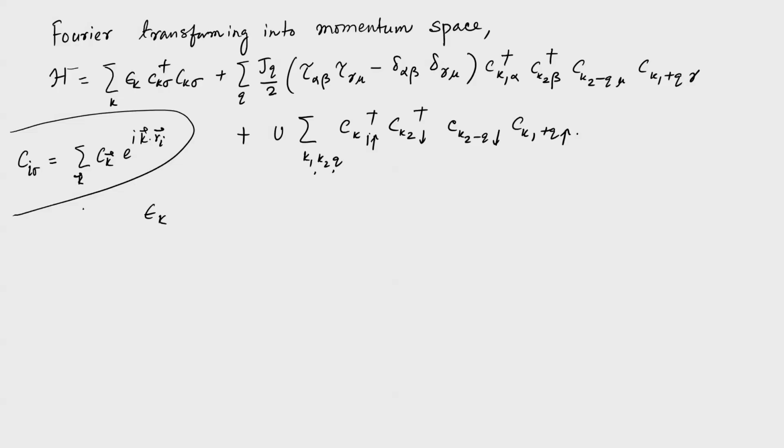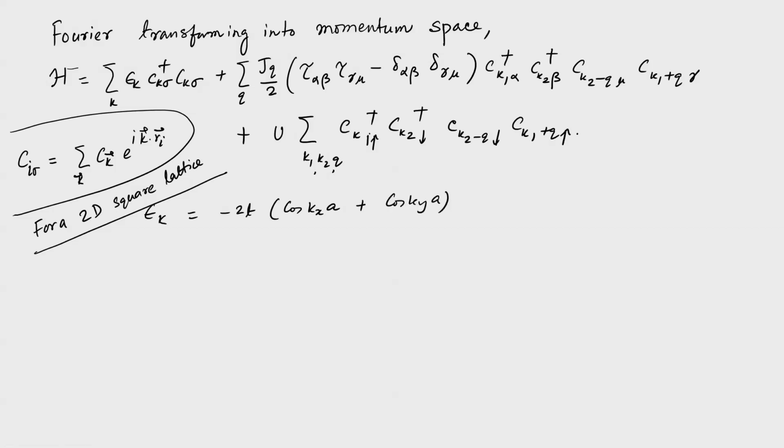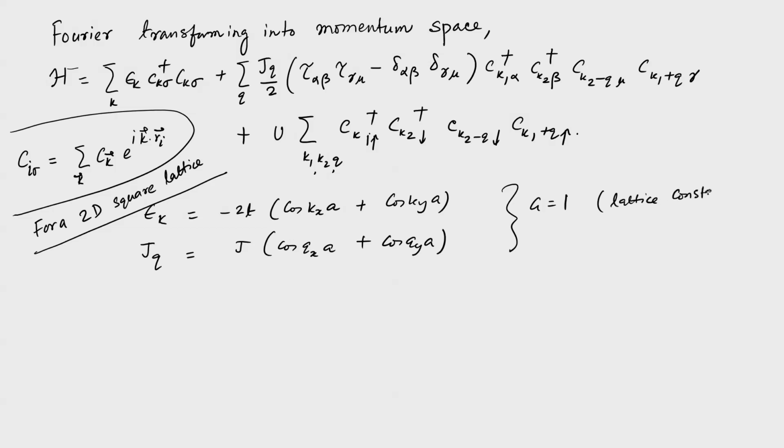In order to do that, let us write down the definitions of epsilon_k for a two dimensional square lattice. This is equal to minus 2t, where t is the strength of the hopping, times cosine k_x a plus cosine k_y a, and J_q is equal to J times cosine q_x a plus cosine q_y a. We can take a equal to 1, which is the lattice constant, and then in principle forget about it. a is the lattice constant, and we can simply ignore that later on.